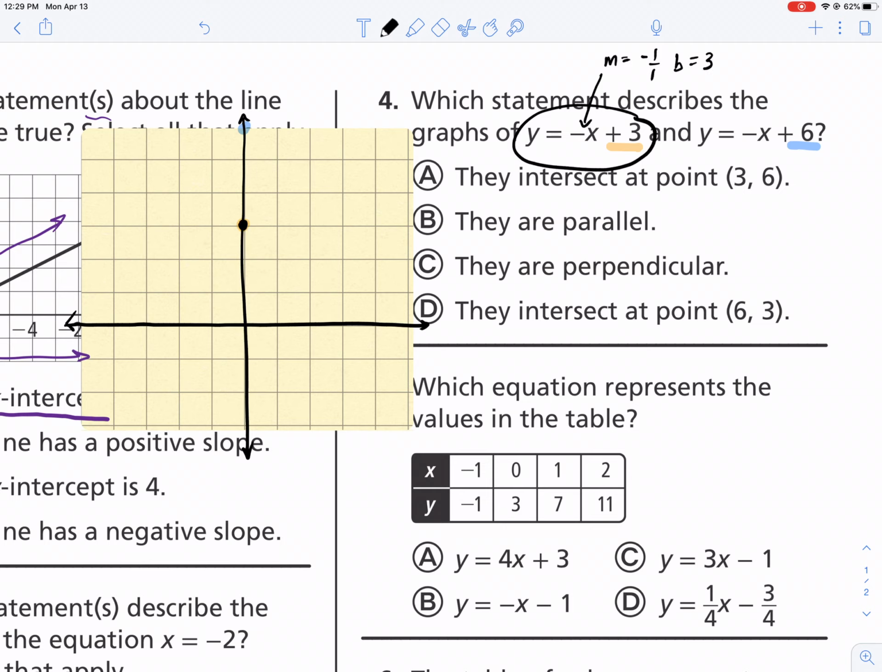So I'm going to start here at 3, and I'm going to go down 1, right 1, down 1, right 1, down 1, right 1. And remember, we could do it opposite as well. We can go up 1, left 1. It's going to give us that same thing. So there's our first equation.